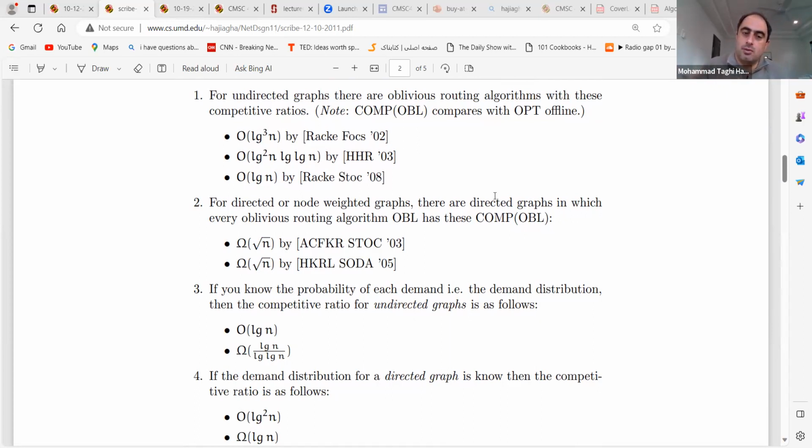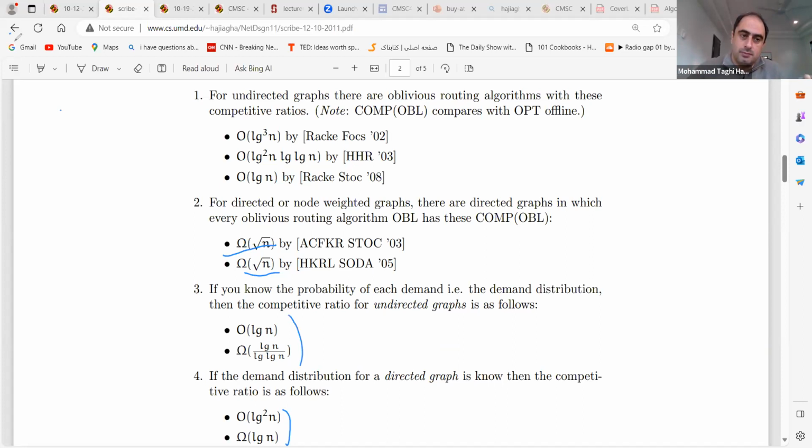By Räcke 2008. And this was for undirected graphs that we mentioned. For directed graphs, that's the thing we discussed previous time: even for the single source case, you cannot get anything better than square root of n. And we talked about random instances. If these demands are chosen independently at random, in directed graphs it can help because you can get polylog, but for undirected graphs, maybe at most log log n. Even that we don't know.